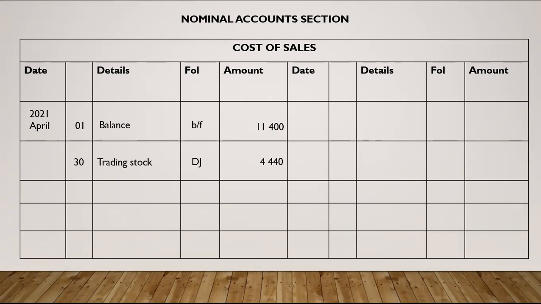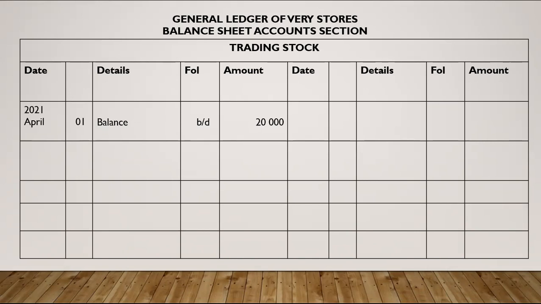That is because we're losing stock. Okay, it's sold, it's gone, we're losing it. We're going to record it as cost of sales. DJ, we sold it on credit, and the amount will be 4,440. Guys, when I'm teaching, you need to pay attention all the time from the beginning because I'm just building on that.